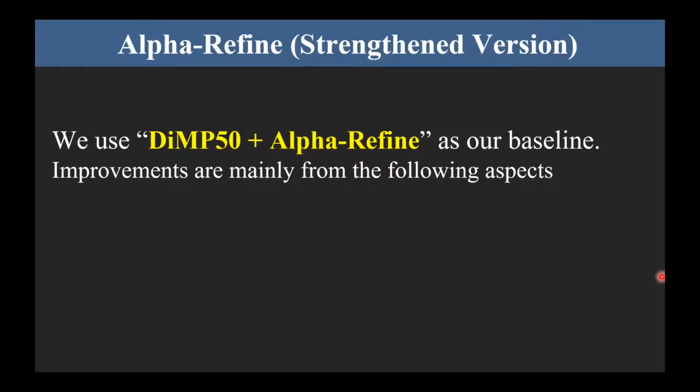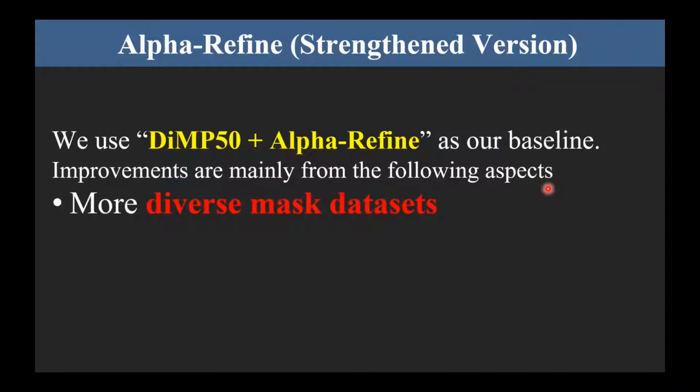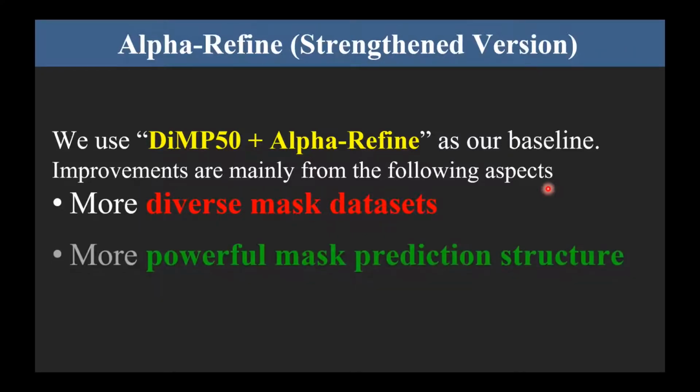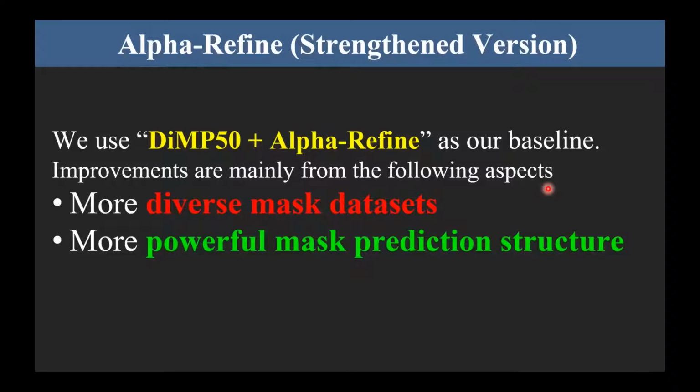Until now, we have introduced the base version of AlphaRefine. In this year's VOT challenge, we also made some modifications to further improve its performance. We use DiMP50 plus AlphaRefine as our baseline for this year's VOT challenge. Improvements are mainly from the following aspects. The first one is more diverse mask datasets. The second one is a more powerful mask prediction structure. The third one is a more robust base tracker.